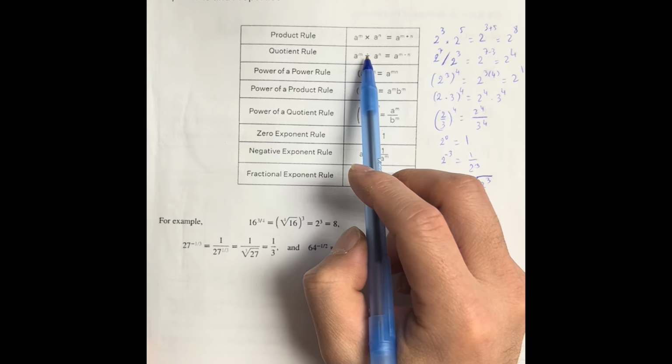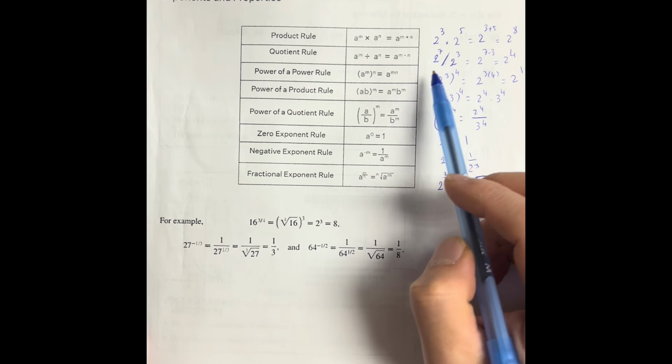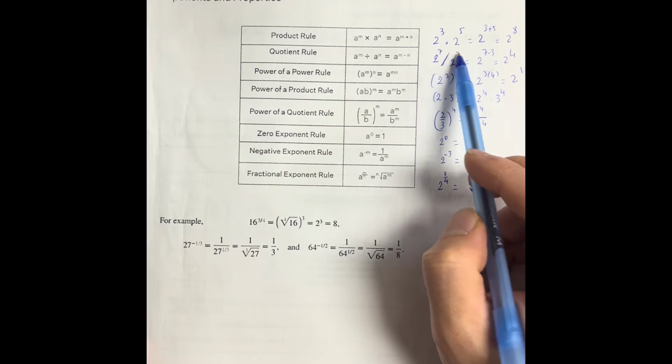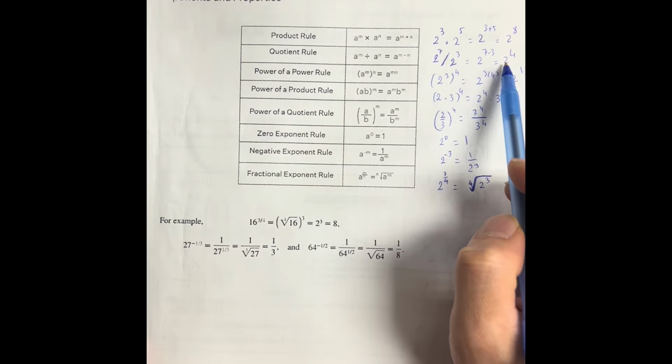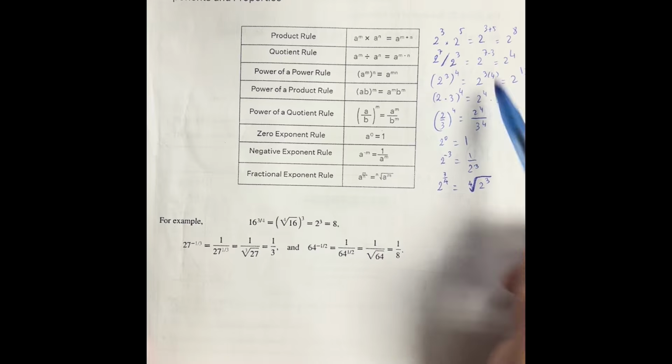a to the power of m divided by a to the power of n. For dividing, we subtract the exponents. So 2 to the power of 7 divided by 2 to the power of 3 is 2 to the power of 7 minus 3. So that's 2 to the power of 4. As long as it's the same base, you can perform this operation.